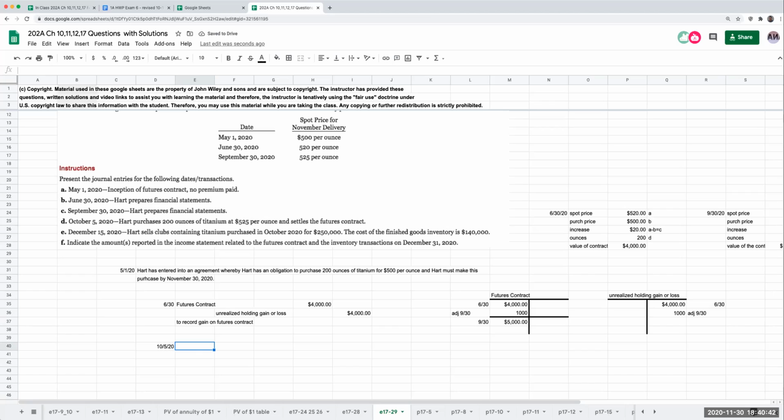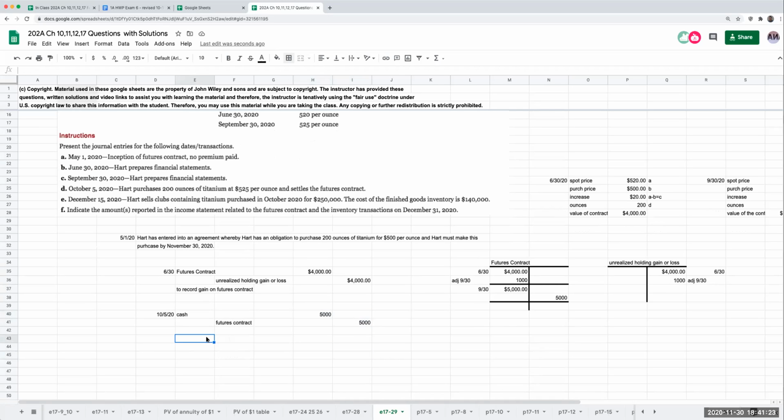When I'm settling the futures contract, what's going to happen is that this now has to go to zero, because I'm buying the titanium. So I'm going to credit futures contract for 5,000, and then I'm going to be debiting cash for 5,000. So I'm settling this.